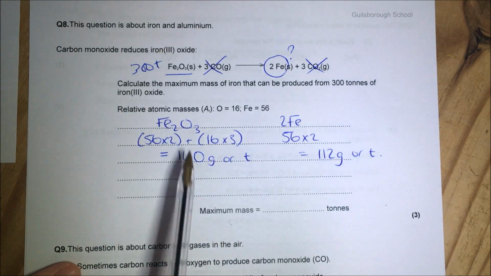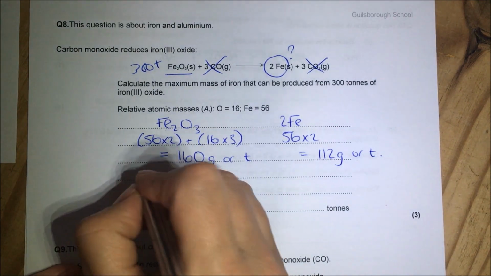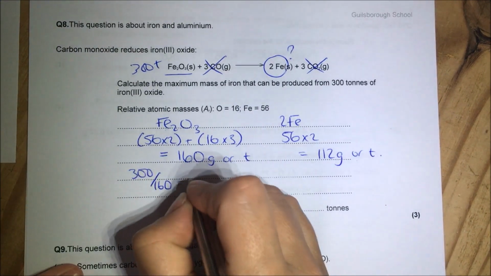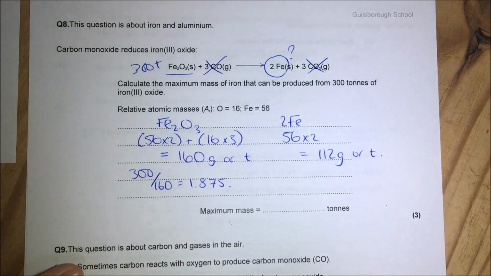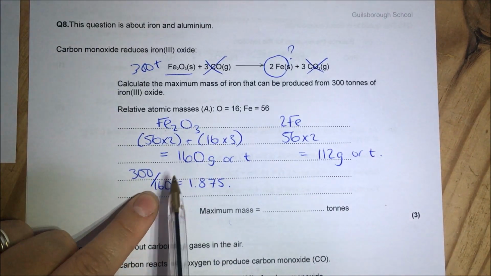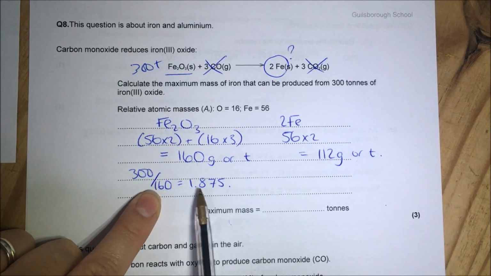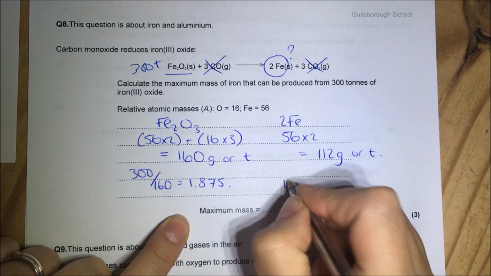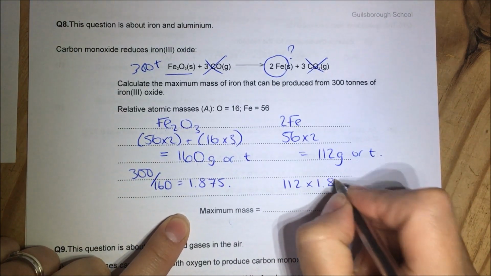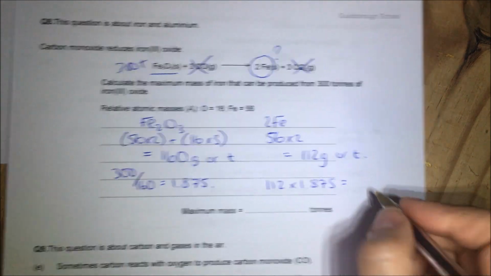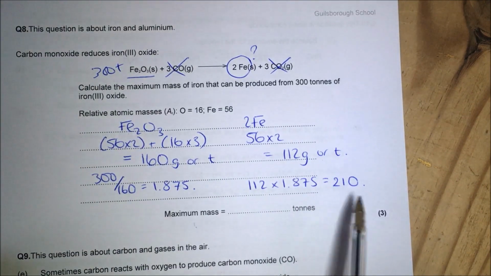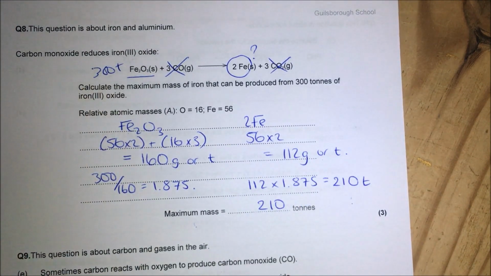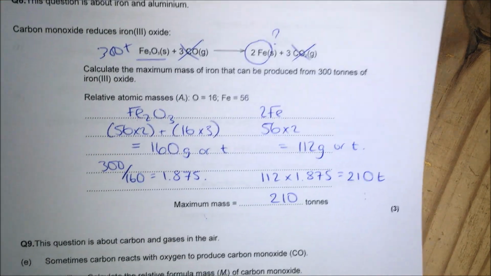So what do I need to do to 160 to get to 300? Well, let's divide 300 by 160, and that number gives us 1.875. So 160, to get to 300, I have to multiply 160 by 1.875, and that will get me to 300. So I need to do that on this side over here. So I need to do 112 times 1.875, and that will give me 210. So if I've got 300 tonnes, I will get 210 tonnes being produced. Okay, right, on to the next question.